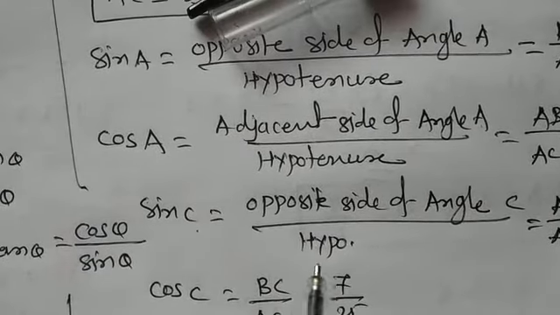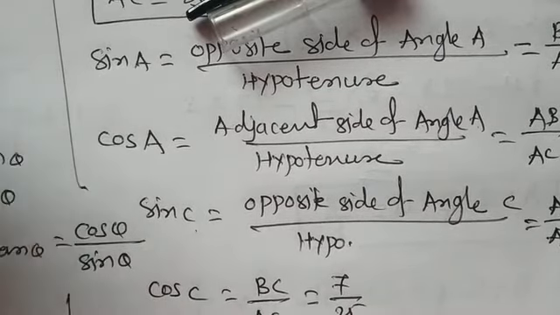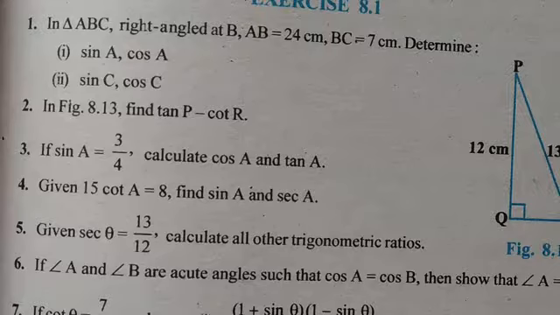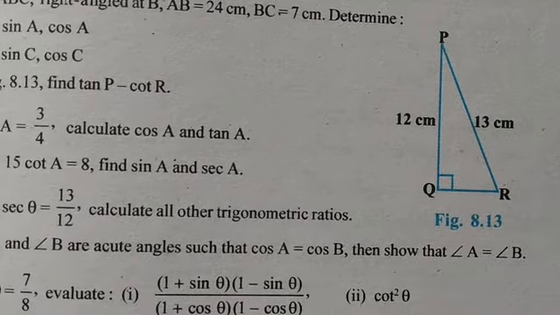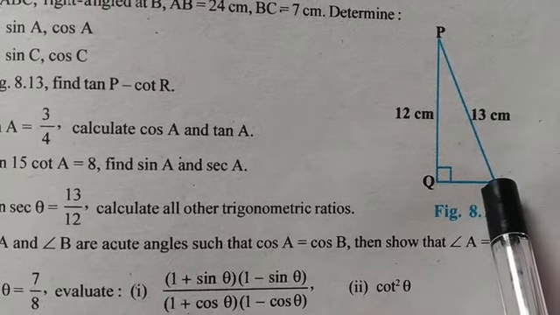Same as example number 2 is here. What is example 2? Just check it. In figure 8.13, find tan P minus cot R. So this is figure 8.13. You can find out tan P minus cot of R.